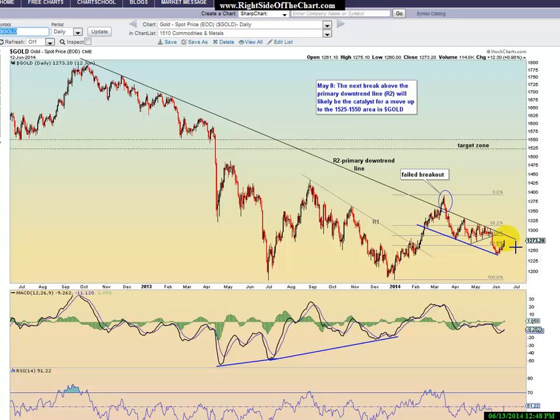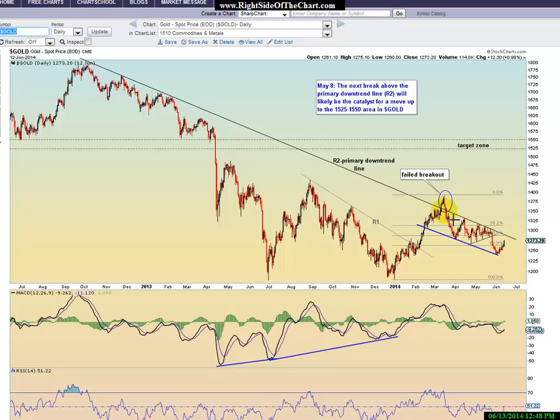And then more importantly, we're in close proximity right now to this daily downtrend line. And as I've been stating for weeks, I commented shortly after this failed breakout that it was likely to happen because of the extreme overbought conditions in gold at the time it did break above that trend line.